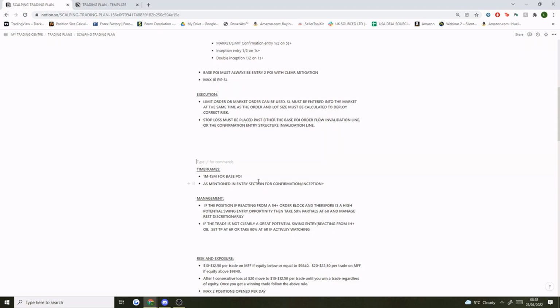But if you have specific time frames that your strategy is based on, then you need to be laying out what time frames they are. By doing this, you can have confidence and clarity about what you're actually going to be doing when you're approaching the market.